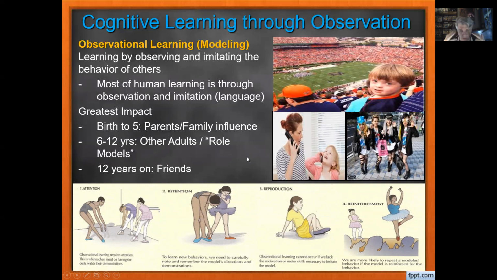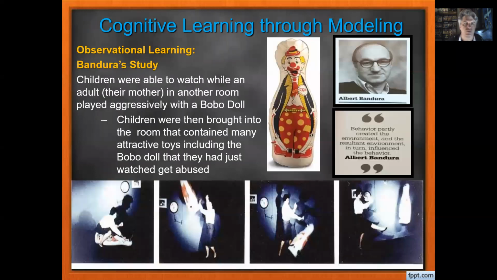Little children will mirror the adults. You clap your hands, and then the child claps their hands, and you go through this. Birth to 5, parents and family have a huge influence. 6 to 12, now it's other teachers or role models on TV. And 12 years on, it's your friends and what you see on social media. So you start to become influenced by what else is out there, and you also become an influencer yourself to some degree.